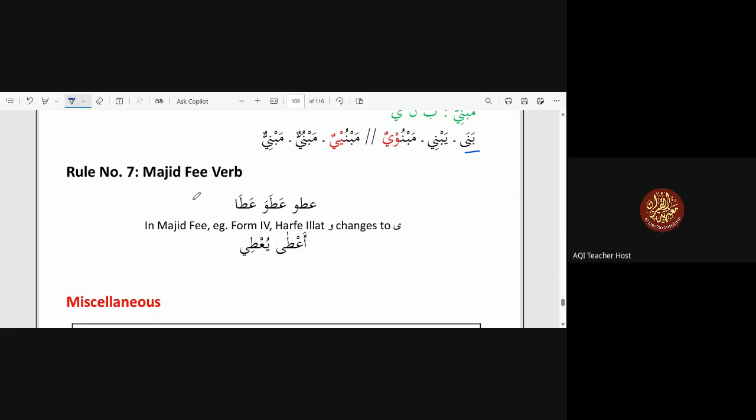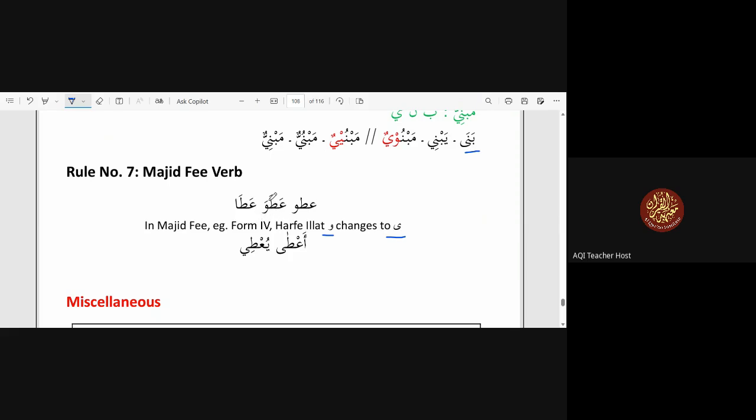Okay. Good. And the last one, rule number 7, mazid fih verb. So we know that mazid fih verb means extra letters. So thulathi mujarrad is 3 letters, and mazid fih is more than 3, like form 4 or after that. So in this rule, the harf illat waw changes to ya. The root letters are ayn, ta, and waw, and the madi verb is a, ta, wa.